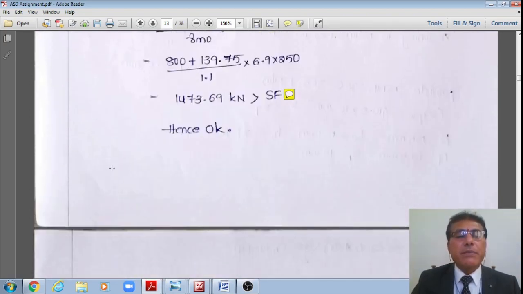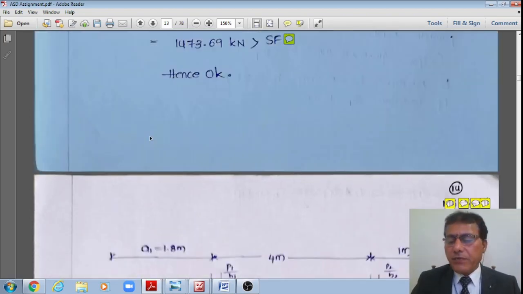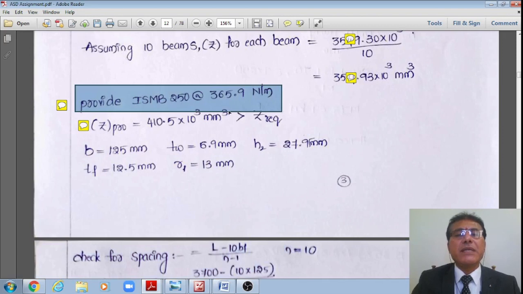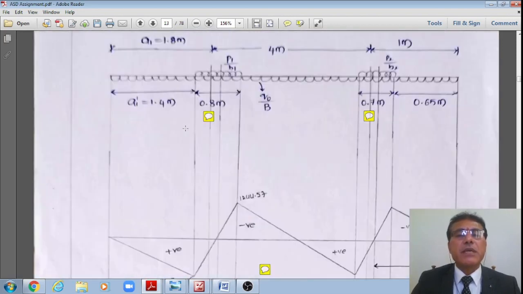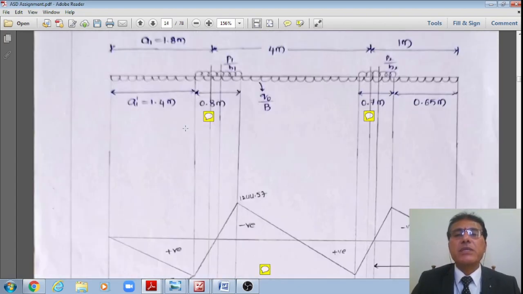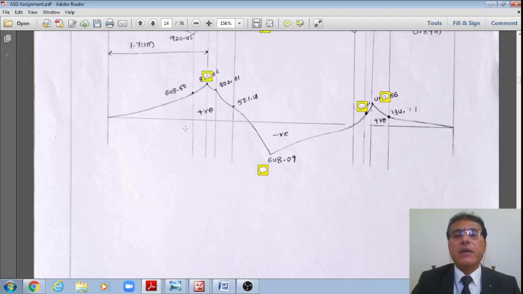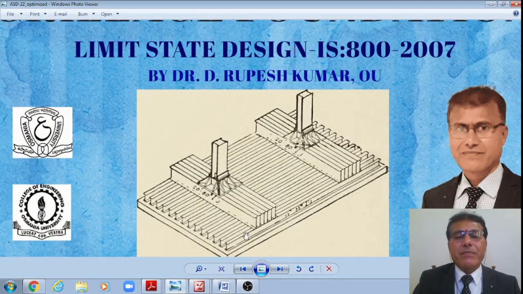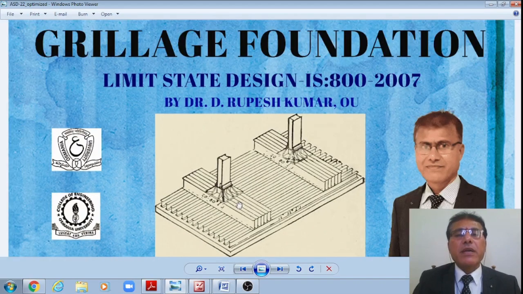Therefore, because it is okay in all the criteria, my assumed trial section, which was ISMB 250 at the rate of 36.59 kg per meter, 10 numbers, is okay as the final section, as shown in this figure. I'll show that figure. This is the final design of this combined rectangular slab footing, students.